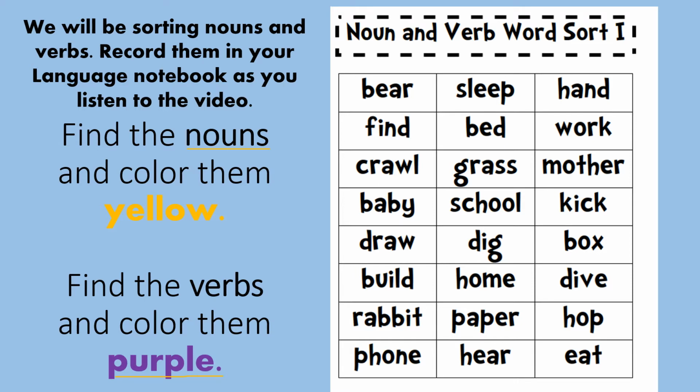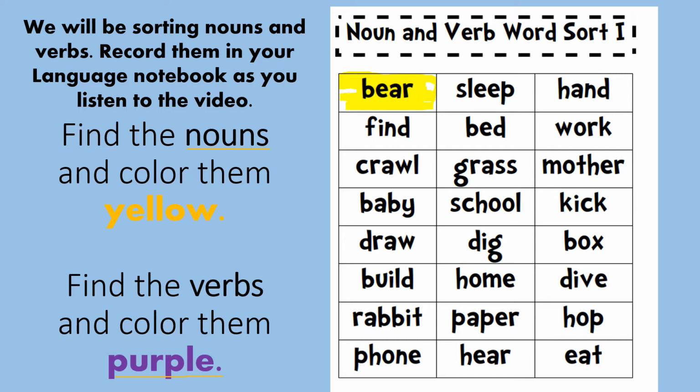So remember, a noun is a person, place, or thing. A verb is something you can do or something that shows action. So let's start with bear. Is bear a noun? Is it a person, place, thing? Yes, bear is a thing, it's an animal. So we want to shade that yellow.